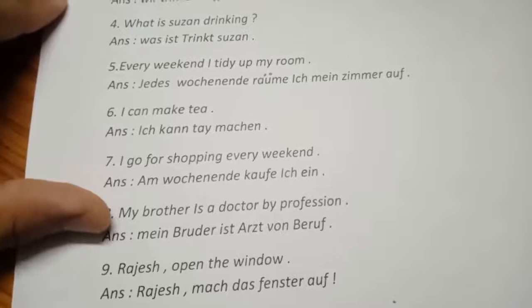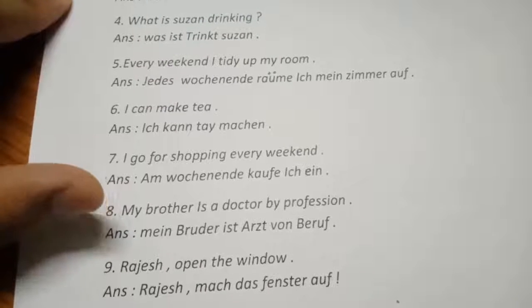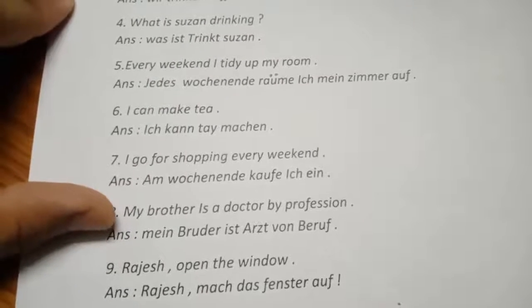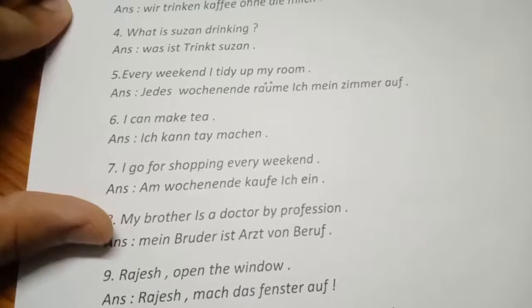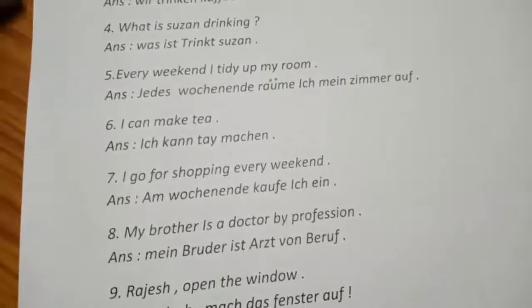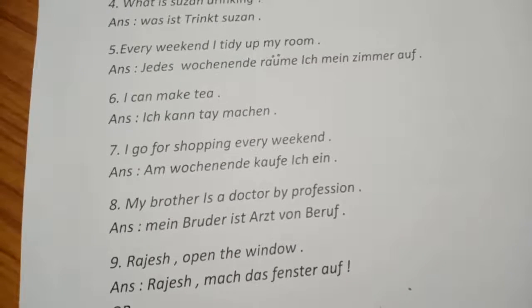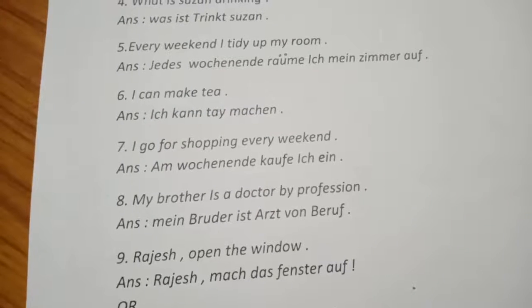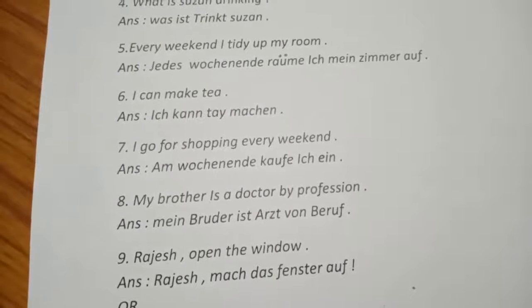So my brother is a doctor by profession. It means mein Bruder. Why mein and why not meine? Meine is for female. So if you are saying my sister is a doctor by profession, it means meine Schwester ist Arzt von Beruf. And Berufe is professions. Okay friends? Okay, here mein Bruder ist Arzt von Beruf.